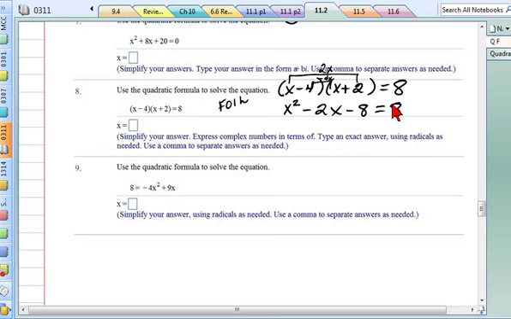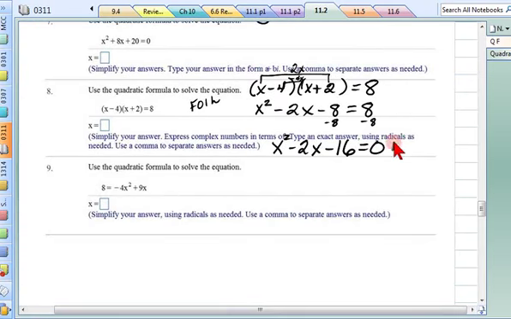Is it ready yet? No. I'm going to subtract 8 and get x squared minus 2x minus 16 is equal to 0. Now you can identify A, B, and C.